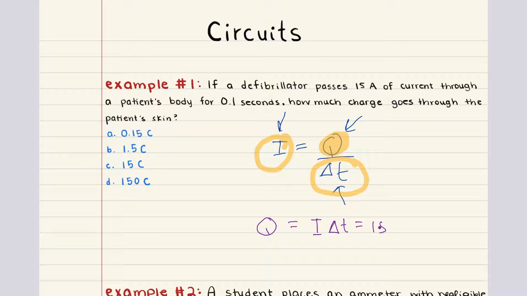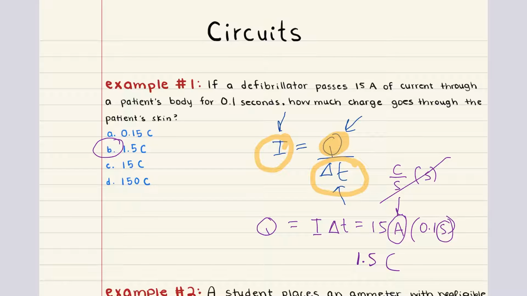We're given the current, that's equal to 15 amperes, and we're given the time, 0.1 seconds. 15 multiplied by 0.1 is equal to 1.5. And here we have ampere multiplied by seconds. Ampere is coulomb per second, and this is multiplied by seconds. The seconds cancel out, and our answer is going to have units of coulombs. So the amount of charge that goes through the patient's skin is going to be equal to 1.5 coulombs. And that means the correct answer for problem 1 is going to be answer choice B.